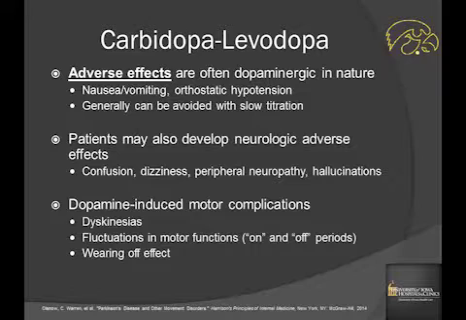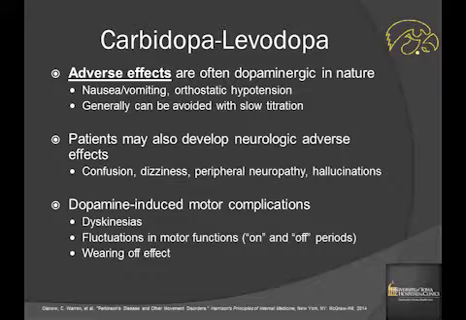So the adverse effects, as you would probably expect, are usually dopaminergic in nature, and these include things like nausea and vomiting, orthostatic hypotension, but oftentimes we can avoid these by starting with a low dose and titrating our way up as needed. Patients may also develop neurologic adverse effects, things like confusion, dizziness, peripheral neuropathies, hallucinations. These are all things that are very real, and oftentimes are the limiting factor for what allows us to adequately treat people with Parkinson's disease. Some of the dopamine-induced motor complications I'll talk about in the next slide.